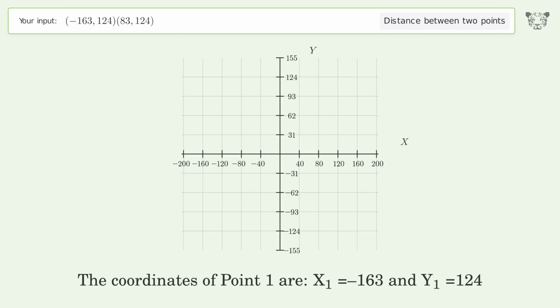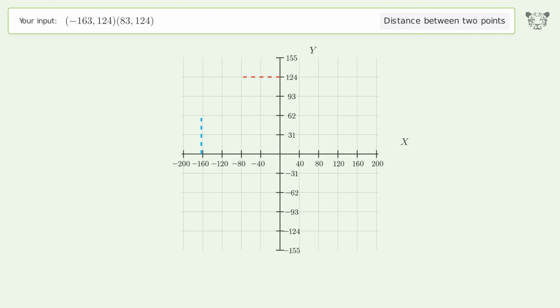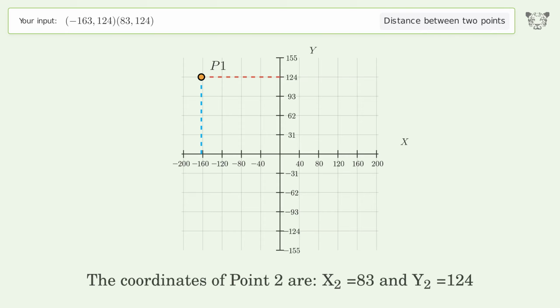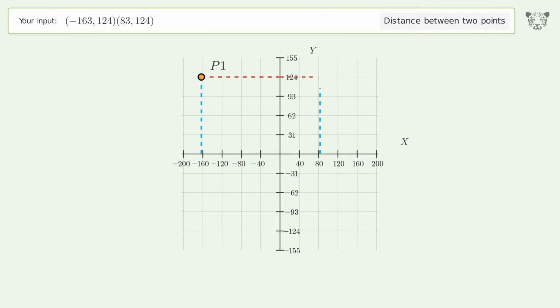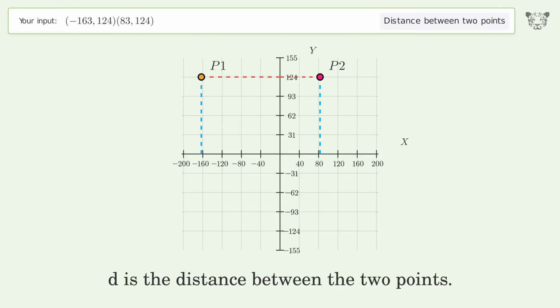The coordinates of point 1 are, x1 equals negative 163 and y1 equals 124. The coordinates of point 2 are, x2 equals 83 and y2 equals 124. D is the distance between the 2 points.